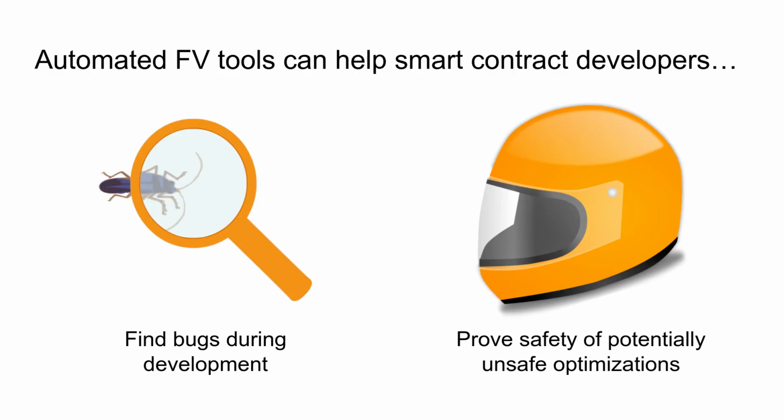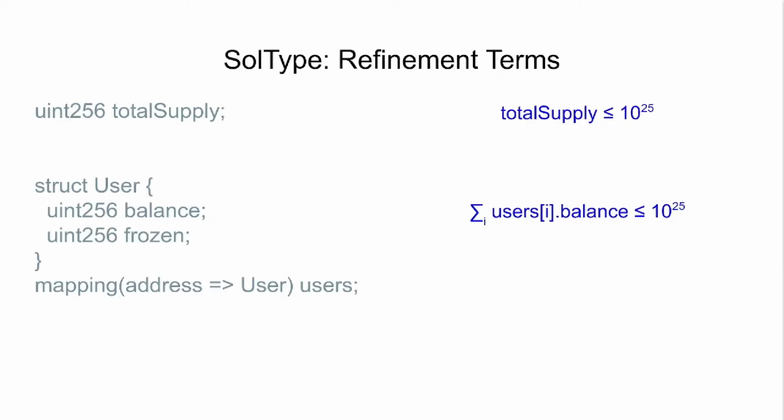Smart contract developers are becoming increasingly interested in using automated formal verification techniques, which will help them detect bugs and statically prove the safety of potentially unsafe optimizations that they make. While a variety of verification techniques are being applied to smart contracts, we believe that refinement types are accessible to non-experts and provide a good sweet spot in terms of expressiveness and scalability. To this end, we developed SolType, a refinement type system that's focused on arithmetic safety in smart contracts.